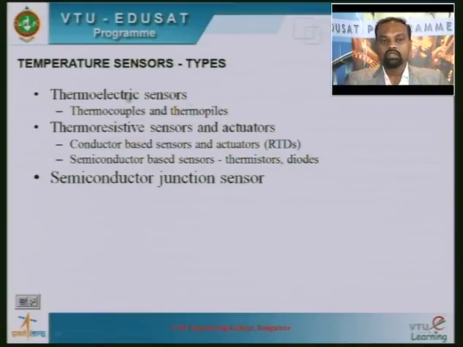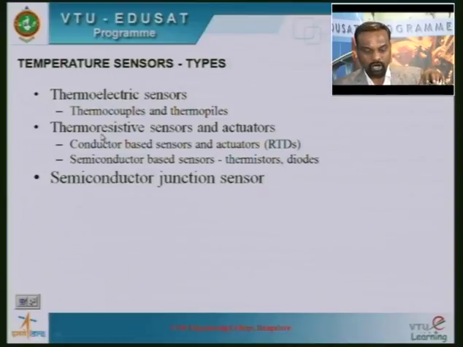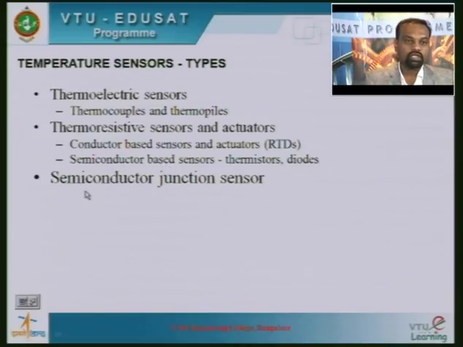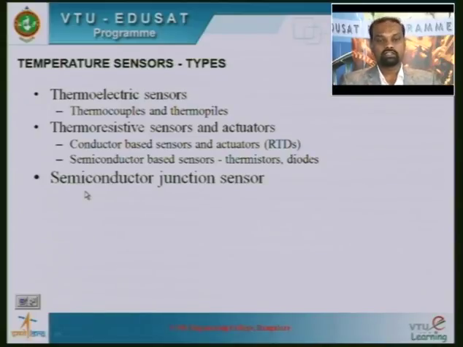Okay. Now, thermoresistive. In thermoresistive, what happens? The temperature that is applied on the resistor, the resistance keeps changing. Okay, and we call them as what? Thermoresistive. It could be either a sensor or it could be either an actuator. Okay. So, conductor based sensors and actuators, we call them as simply RTDs, that is resistive temperature detectors. Okay. Now, it could also be semiconductor based sensors, or we call them as thermistors or diodes, or we can also use semiconductor junction sensors.